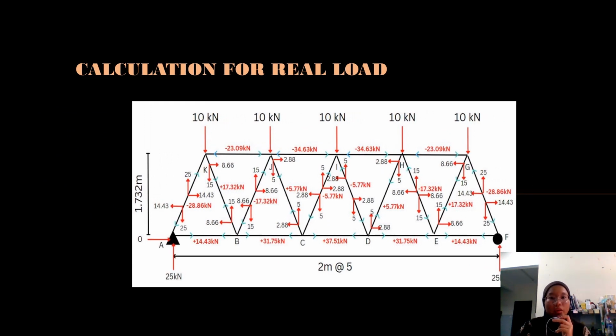Proceed with the same steps as earlier to complete the calculation of all forces in the members of the bridge to obtain the real load.